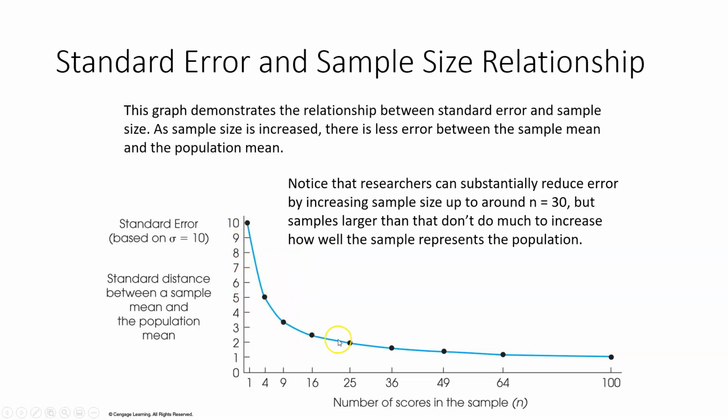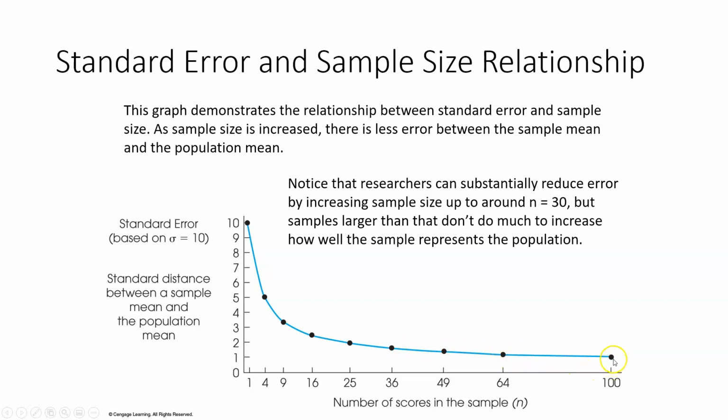But you've got an elbow somewhere around here that seems to indicate up to around n of 30, you can keep adding people to your sample and keep reducing the amount of error incrementally. But samples larger than 30 don't really do much to increase how well the samples represent the population. If you have about 30 people in your sample, and you add 6 more, you will decrease your sampling error just a tiny bit, just from here to here. That's hardly any. And if you add another nearly 15, you will decrease your standard error just a tiny bit, and add another 15, a tiny bit more.